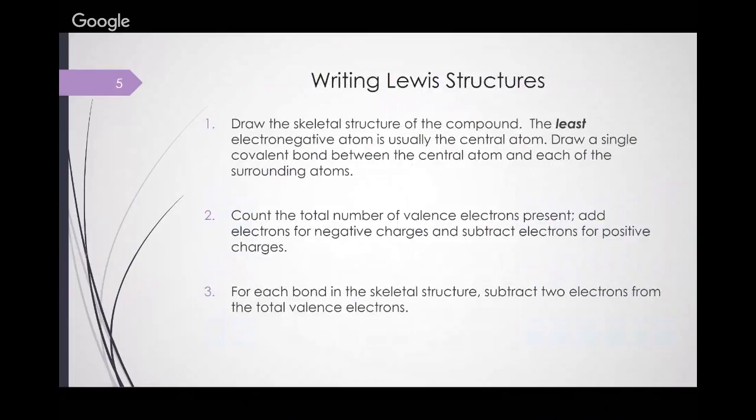So when we draw our Lewis structures, we're typically going to put the least electronegative atom in the middle. Your central atom will also be the atom that is all alone. There's only one of them. Then you're going to draw lines between that atom and all surrounding atoms. We count the total number of valence electrons by looking at the group numbers. We add electrons for negative charges. So if there was a -1, we'd add 1 electron. -2, we'd add 2. Or we subtract electrons for positive charges. A +1 would mean take 1 electron away. So for each bond in the skeletal structure, it's counting as 2 electrons.